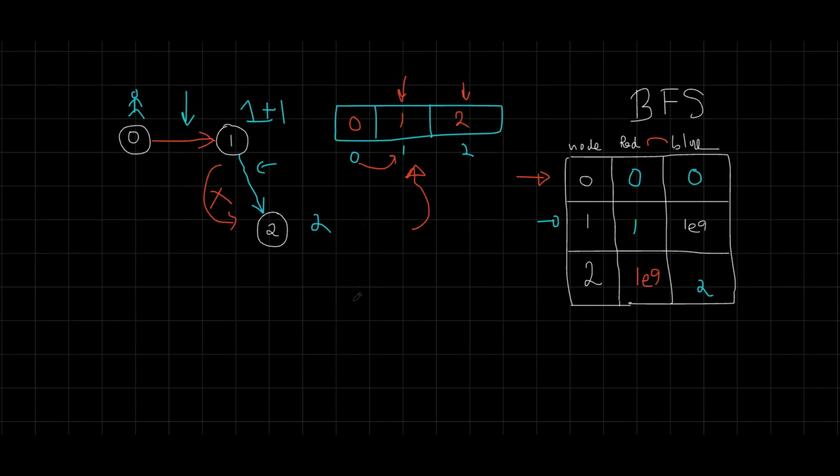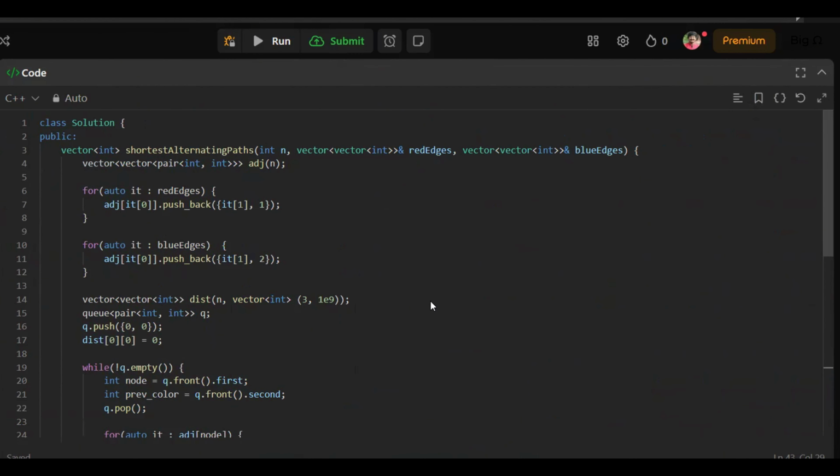Now let's move on to the code. In this problem, the code is pretty simple. At first, we are given a function named alternating paths, which takes an integer n, the number of nodes, and the lists of red and blue edges. Now we are taking an adjacency list here as a vector of pairs. For each red edge, we are inserting it into the adjacency list with its color. For red, we are using color 1, and for blue, we are using color 2.